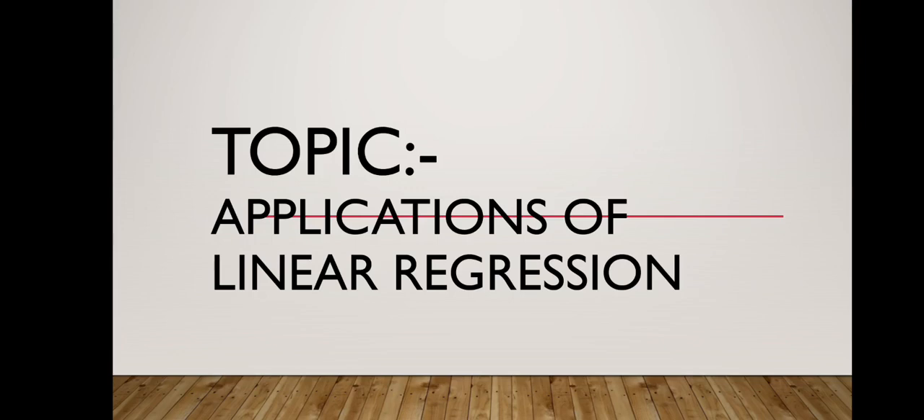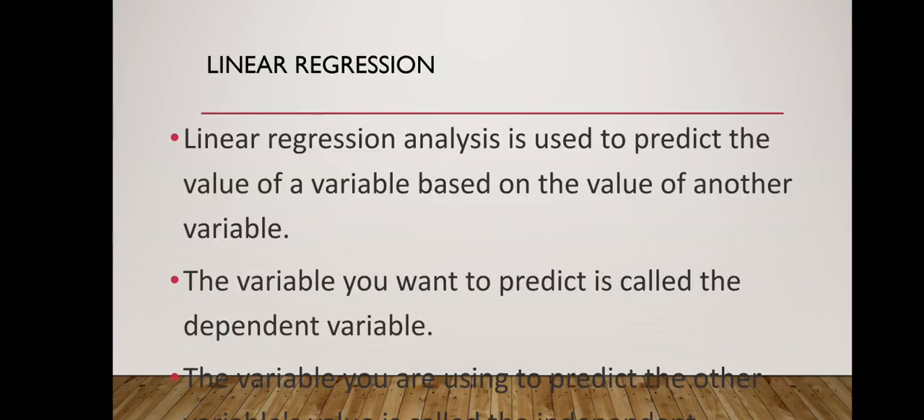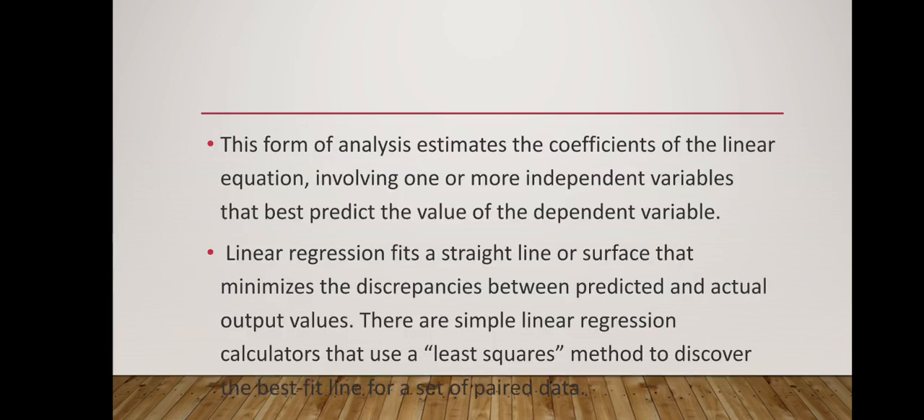This is my topic name, some applications of linear regression. Linear regression analysis is used to predict the value of a variable based on the value of another variable. The variable you want to predict is called the dependent variable. The variable you are using to predict the other is called the independent variable. This form of analysis estimates the coefficients of a linear equation involving one or more independent variables that best predict the value of the dependent variable.